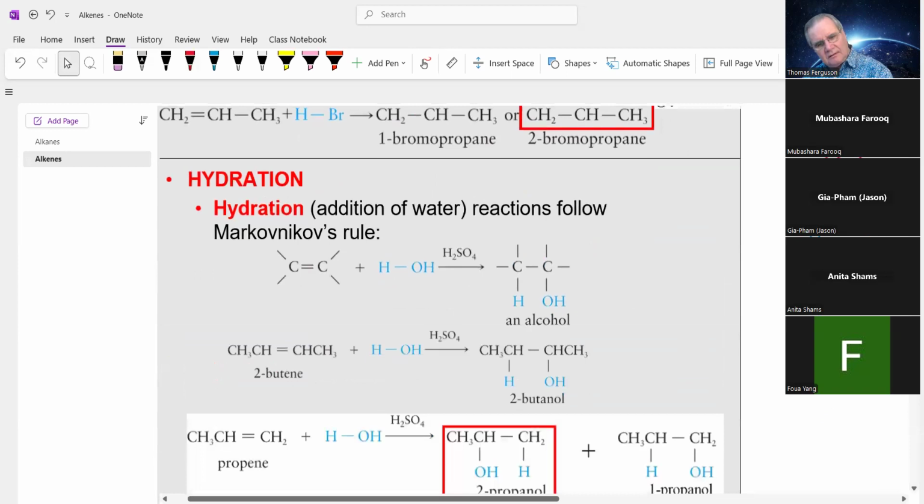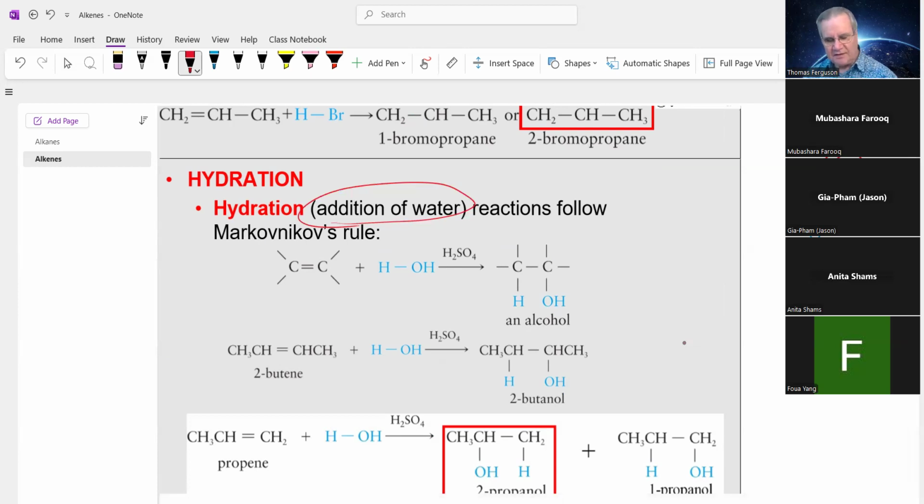Now, the next heterogeneic additive is going to be water. That's going to be acidic water. And it's called hydration. So there's hydrolysis and hydration. Hydration is the addition of water. So this is how to form an alcohol. An alcohol has got an OH group. And the OH group comes from the OH on the water. So we add that across. Again, there's going to be a mixture.